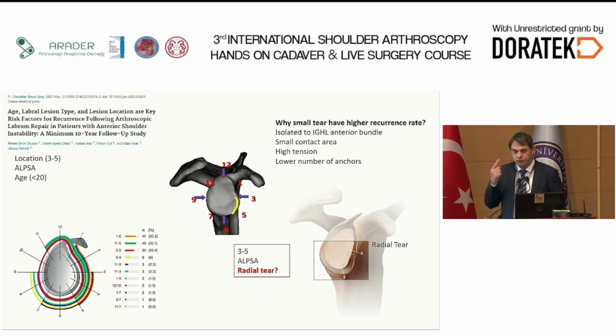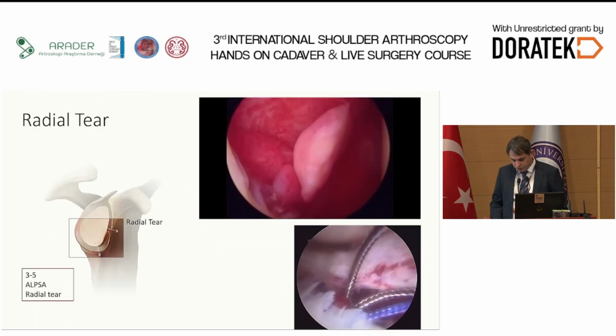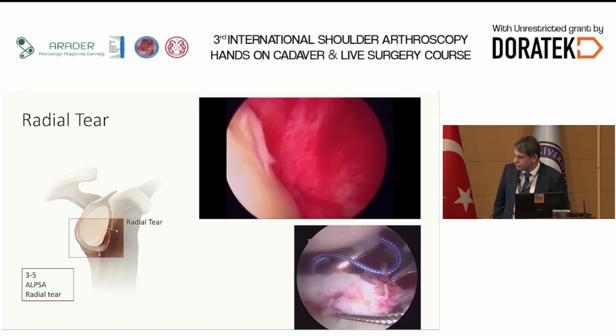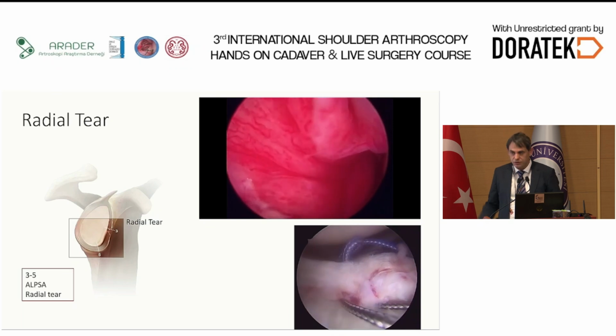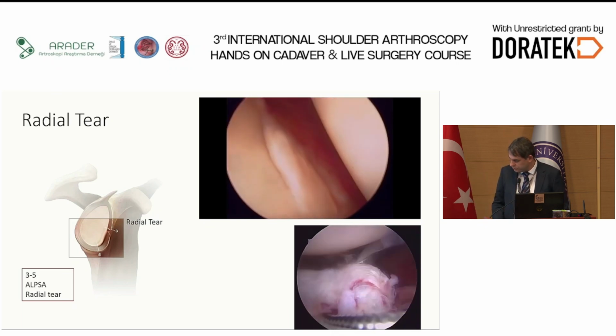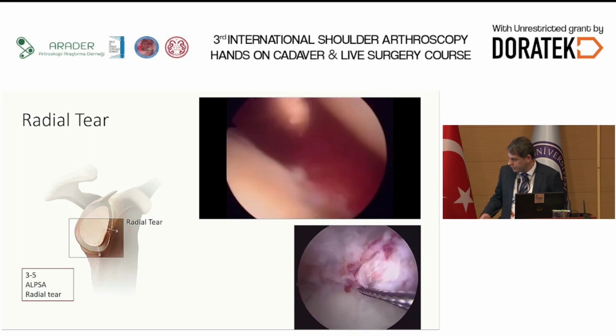Also, we found that ABSA is also a negative effect, but we see that in some ABSA cases there's an additional tear. This is a radial tear. If we have a radial tear at the 3 o'clock position, we found that the redislocation levels increased. So we have another publication. It's accepted, not yet published.